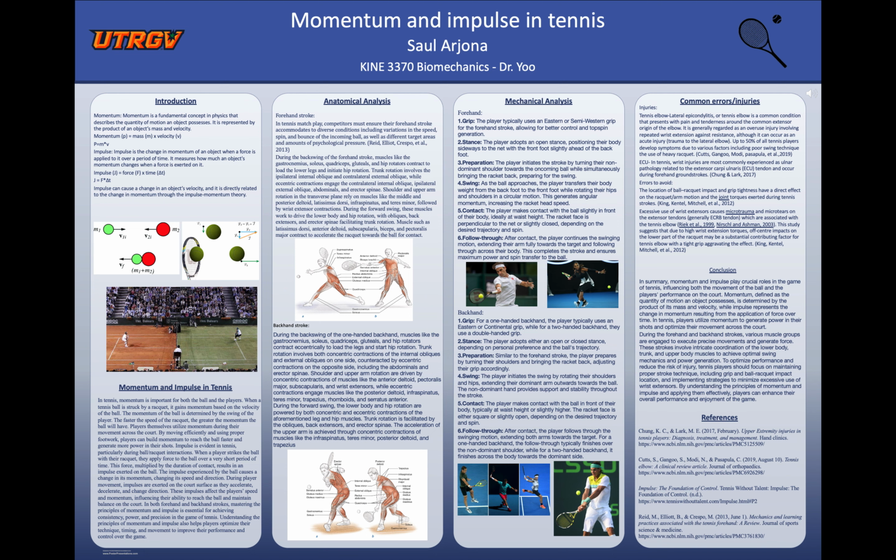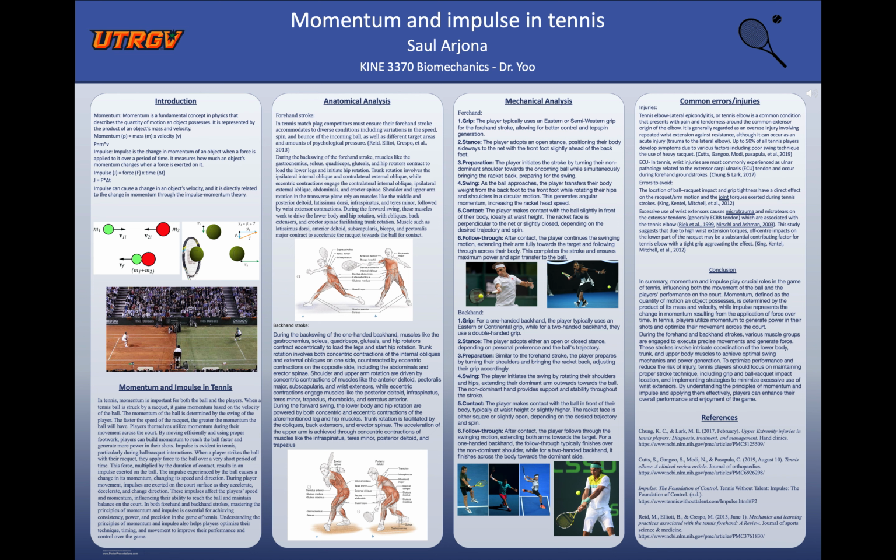Number six, follow through. After contact, the player follows through the swinging motion, extending both arms toward the target. For a one-handed backhand, the follow-through typically finishes over the non-dominant shoulder, while for the two-handed backhand, it finishes across the body towards the dominant side.